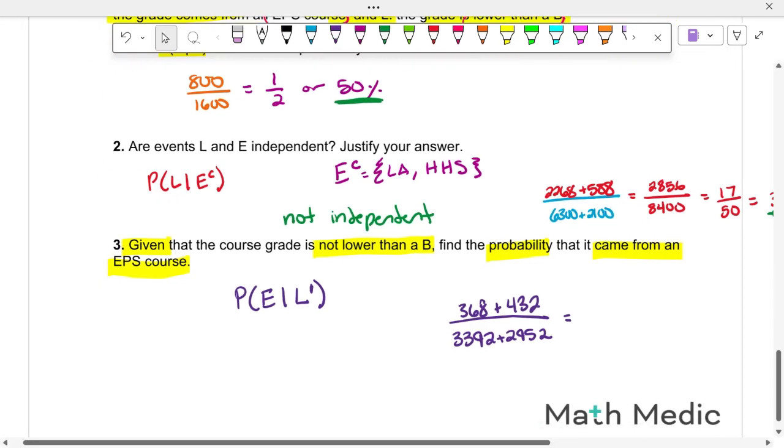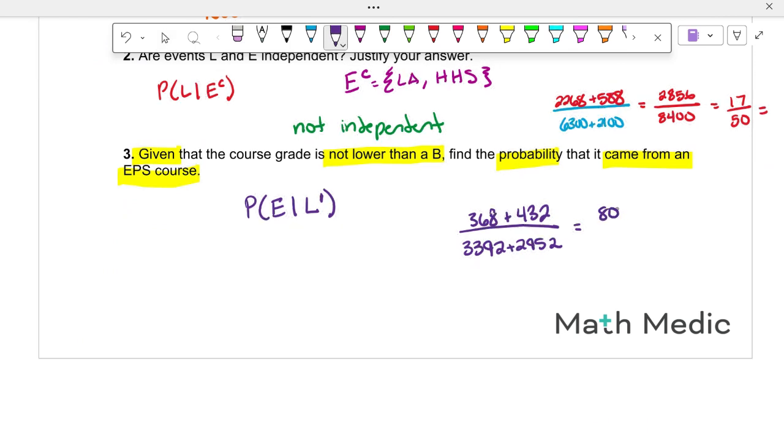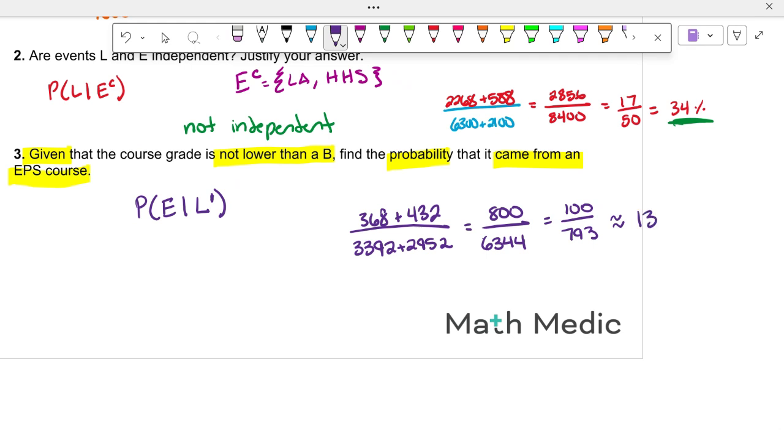So if I add the numbers together, what would it be? 800 over 6,344. All right, so if you simplify that fraction down, what would you get? 100 over 793, which, what is that as a percentage? It's approximately 13%. You should have gotten like 0.1261, so that's about 13%.